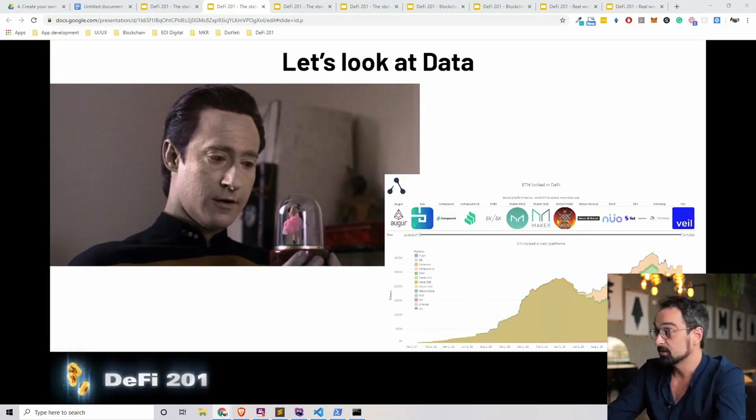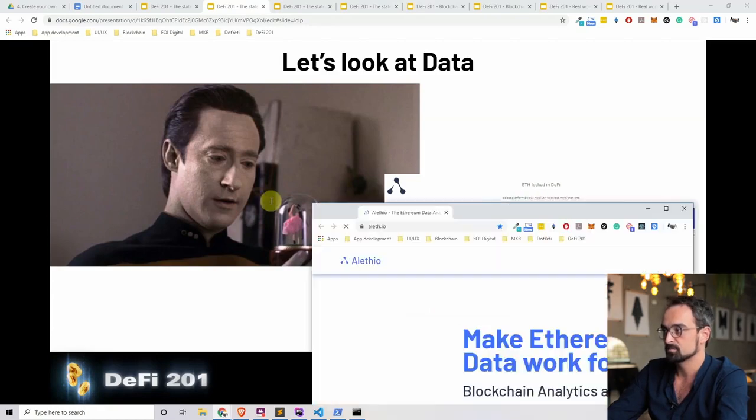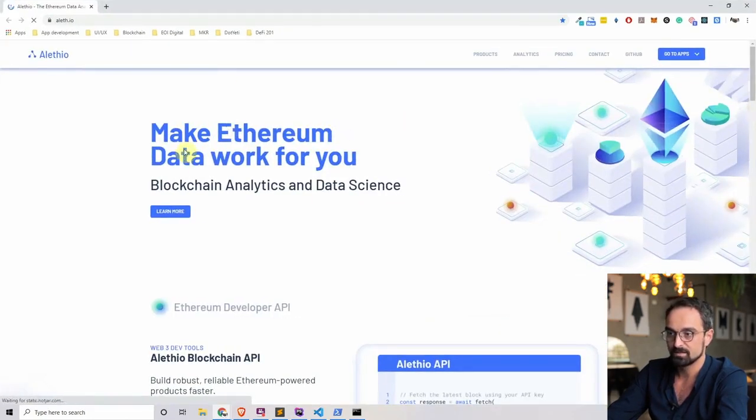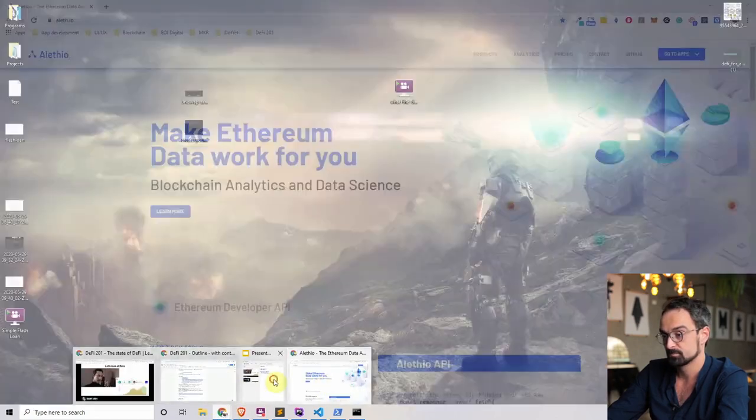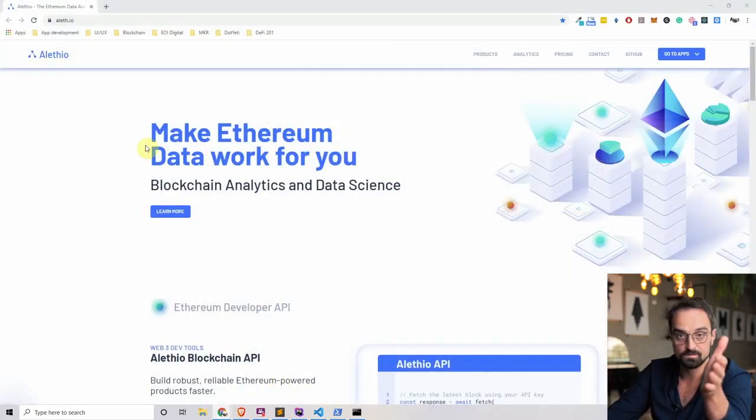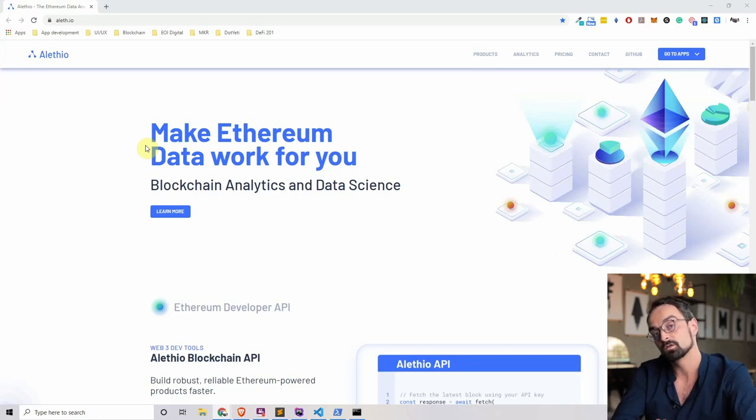The best portal, which I also used in Decentralized Finance 101, is Aleto.io. An interesting announcement that I want to make is that Aleto.io has actually been acquired by ConsenSys. ConsenSys bought this company, and they're now also creating WebSockets for enterprise users. This is a really interesting development, which we're going to discuss more later on in the course.